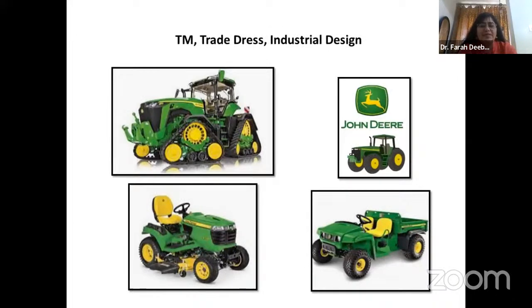Again, how the messaging happens, the trademark, the trade dress, the industrial design, all of them come together. And they create a whole package of things that people will be able to understand. This comes from a company called John Deere. And if you see the combination, the yellow and green combination, it's iconic. If somebody wants to copy that, they will take them to court.